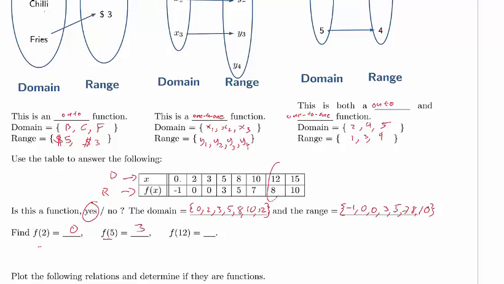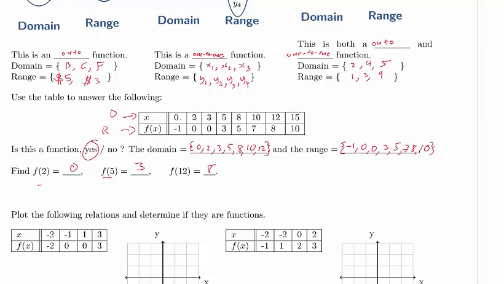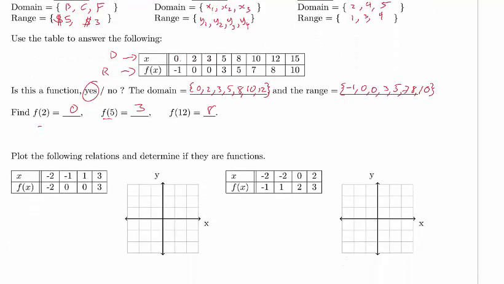Find f of 12. Well, that's this guy here. f of 12 is 8. And that's it. All right. Hopefully it's pretty straightforward. If not, you may email me any questions on this.